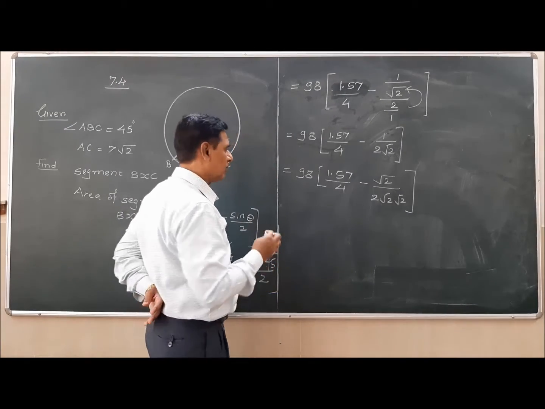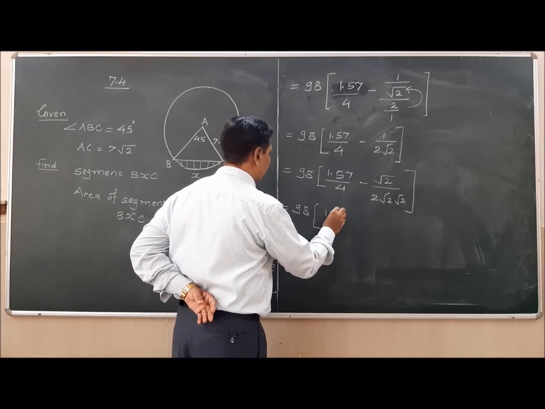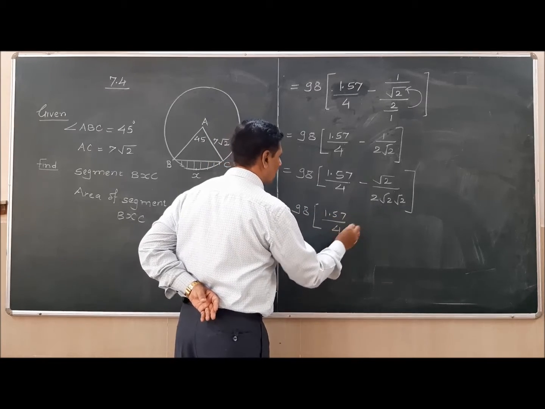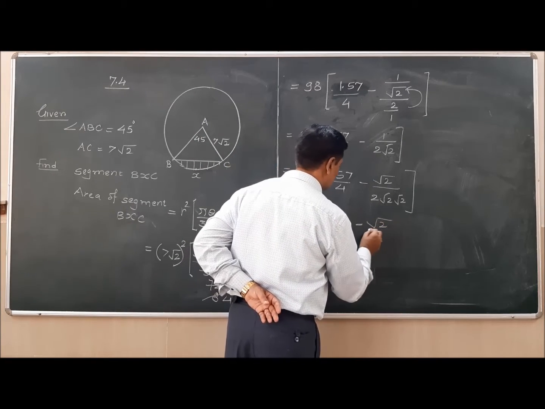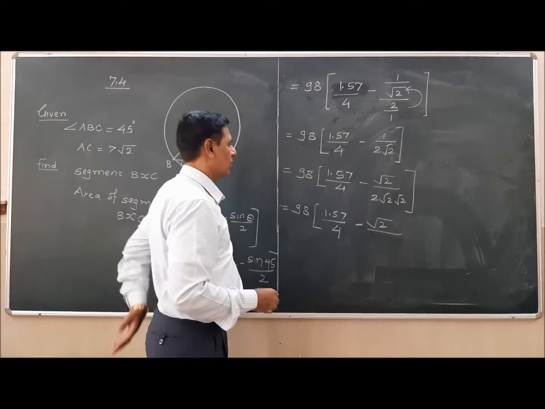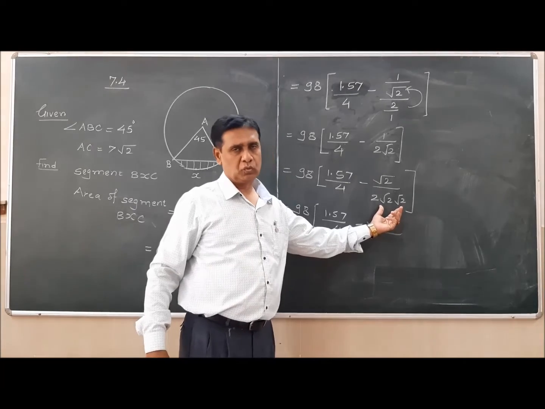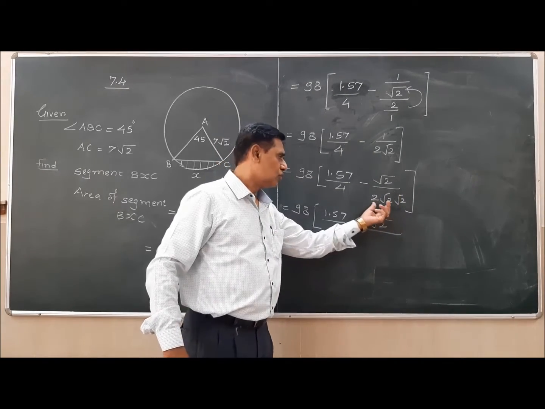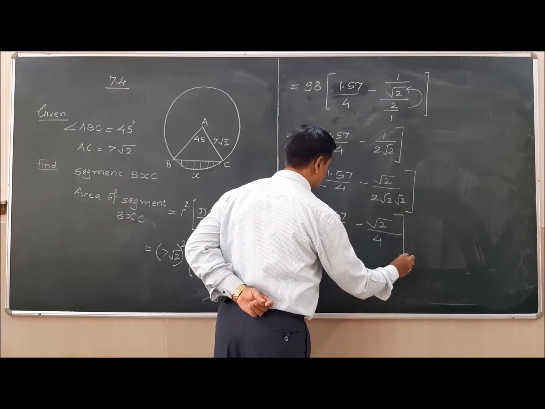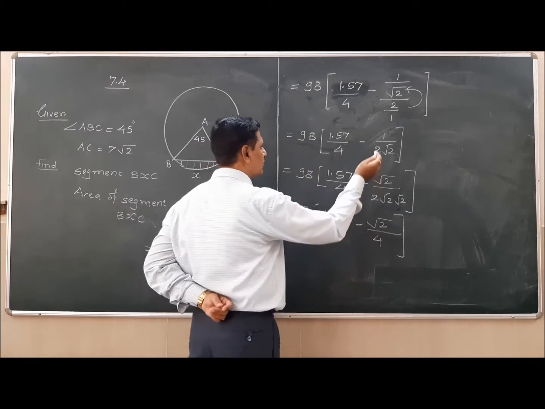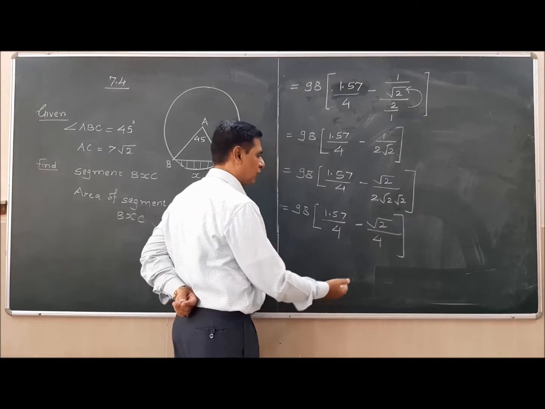Now that will give me one advantage. Getting 98 into 1.57 upon 4 minus root 2 as it is. I am not going to make any changes to root 2. Now the next step is root 2 into root 2 is 2, and therefore 2 2s are 4. So I will get over here 4. Try to understand again. To rationalize the denominator, I multiply and divide by root 2, and therefore I got the rational number 4.